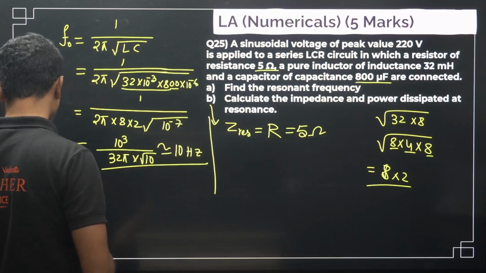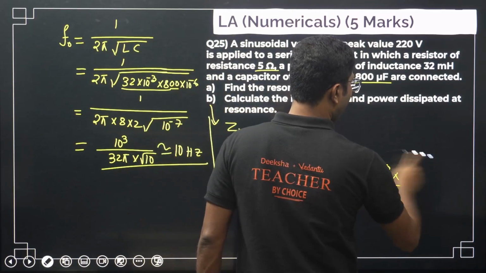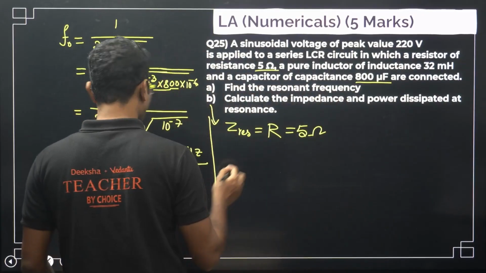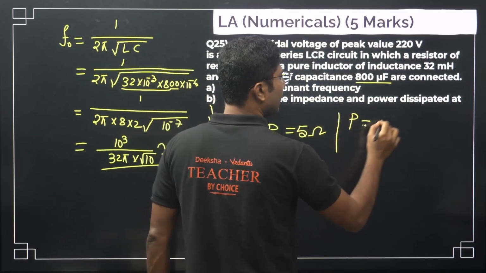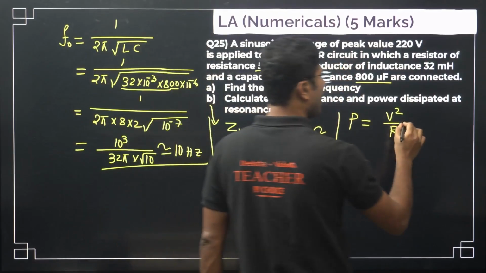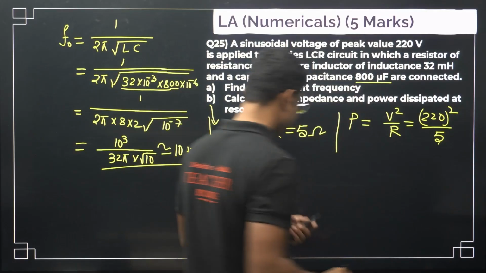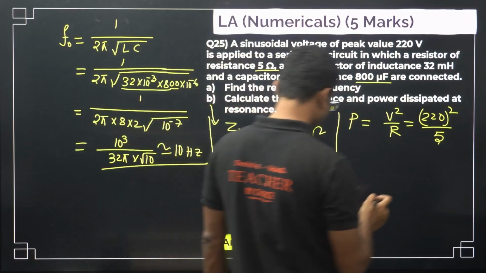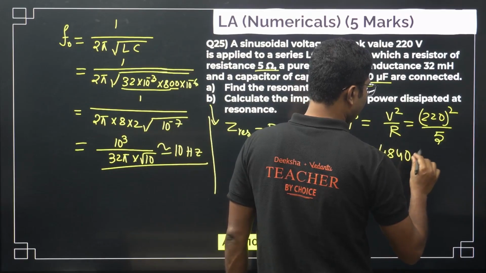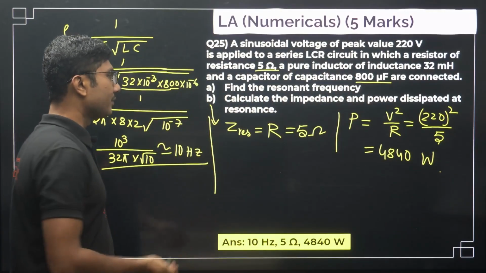The power dissipated is also very easy, a simple formula. The old Ohm's law formula you can use. Power is basically V square by R. V is given over here, 220 volt. So 220 square divided by 5, which will come out to be 4840 watt. So power is calculated, resistance is calculated.